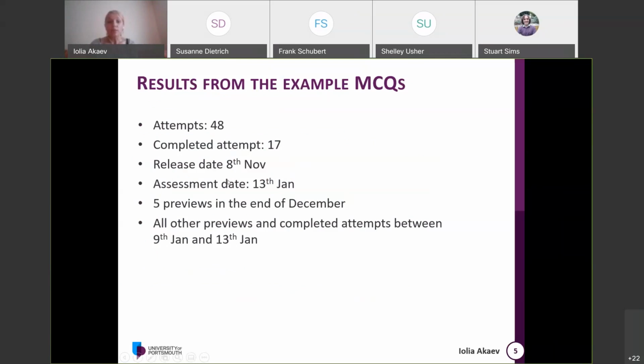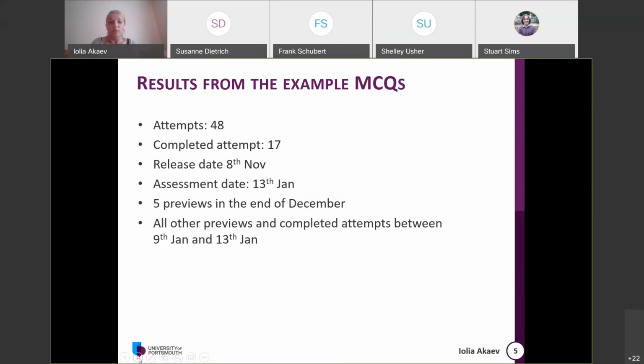So the release date was 8th or 15th of November. I think here it was 15th of November, and the assessment was 13th of January. So the only 5 previews were at the end of December, and the other previews were just before the exam. I even had 2 previews which were 1 hour before the examination. It's interesting because the assessors, when we created this examination, suggested providing students an example, and I can see that not many students actually used that advantage, just to have the example, have the practice.